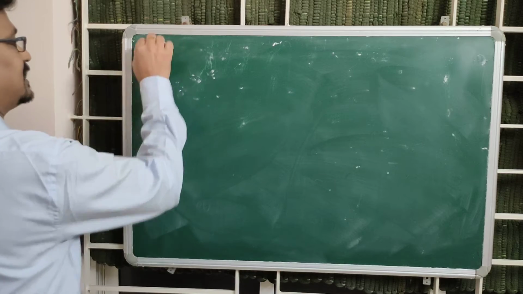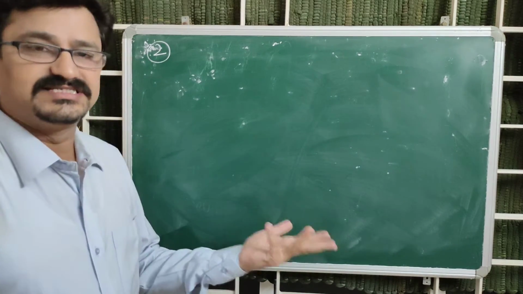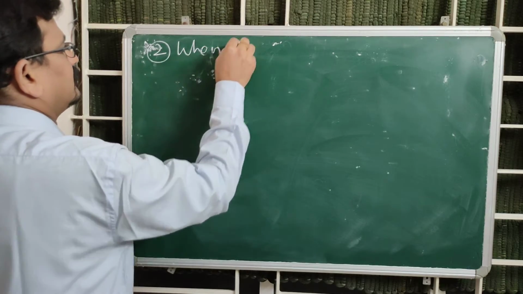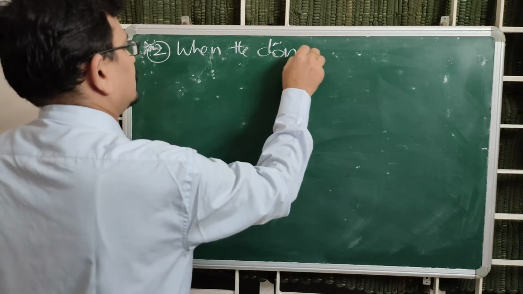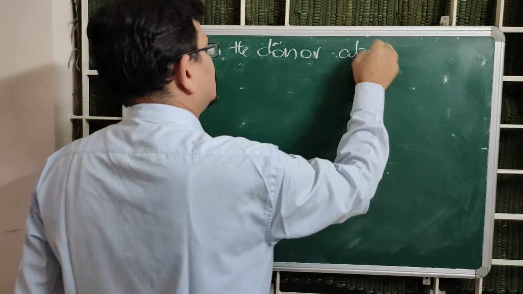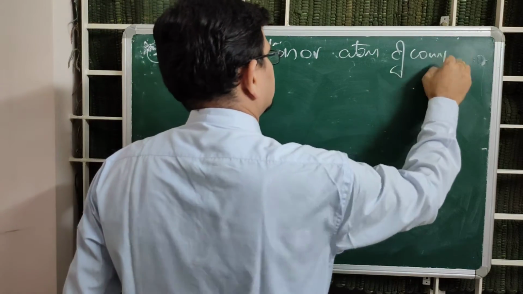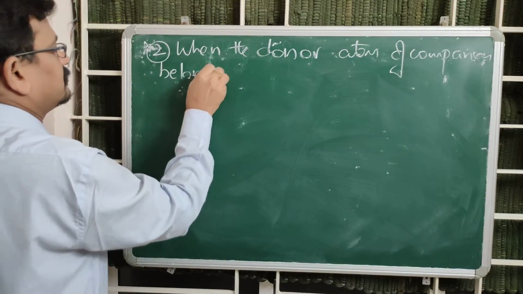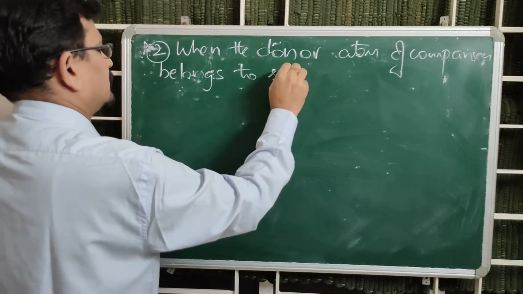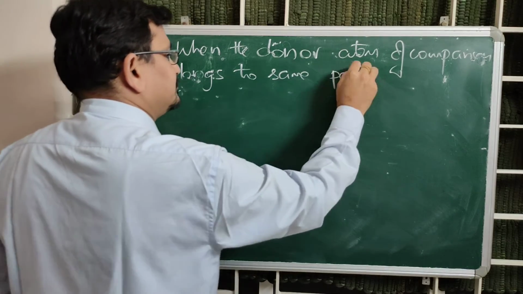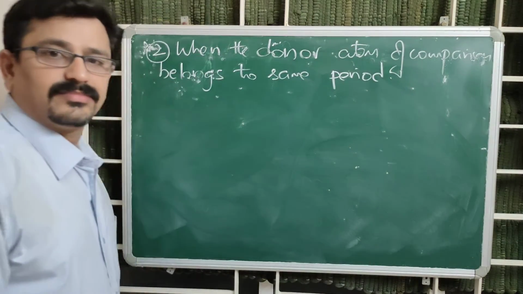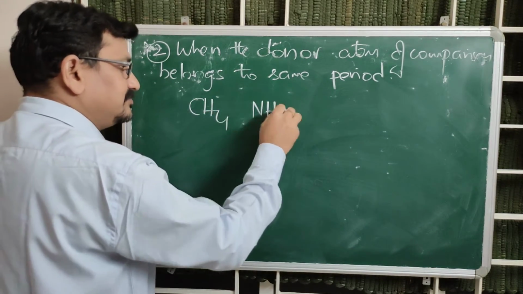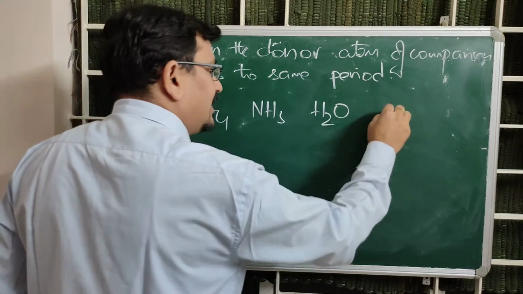The second factor that helps us in predicting basicity and nucleophilicity is when the donor atoms of comparison belong to the same period. Consider CH4, NH3, H2O and HF.